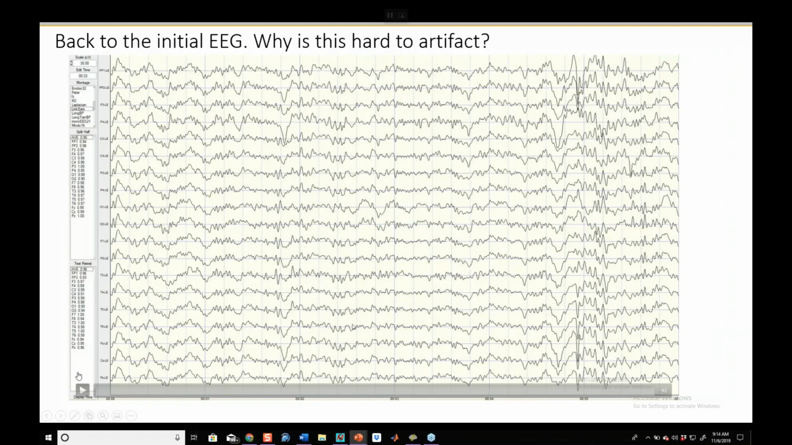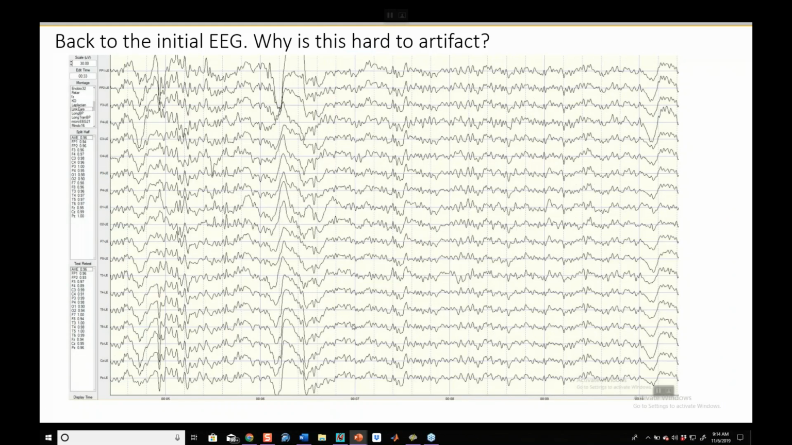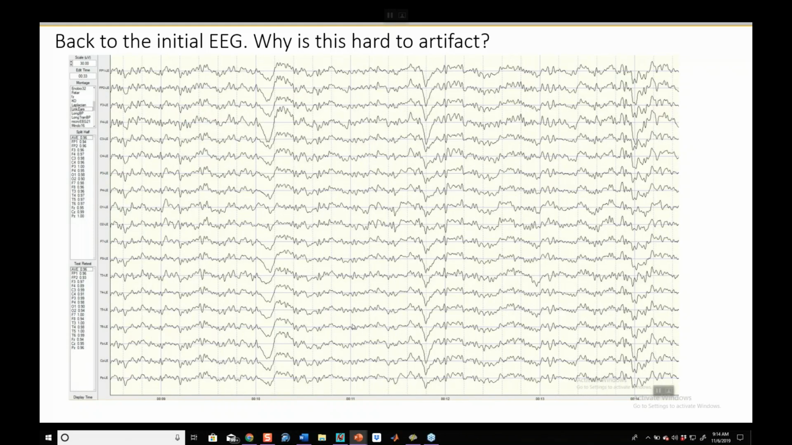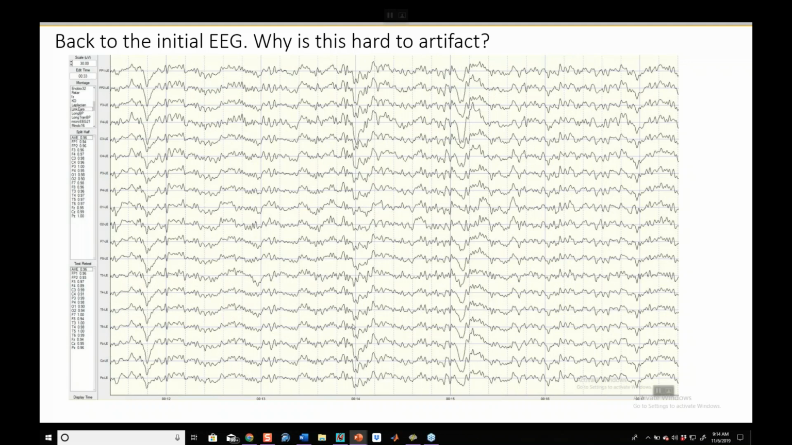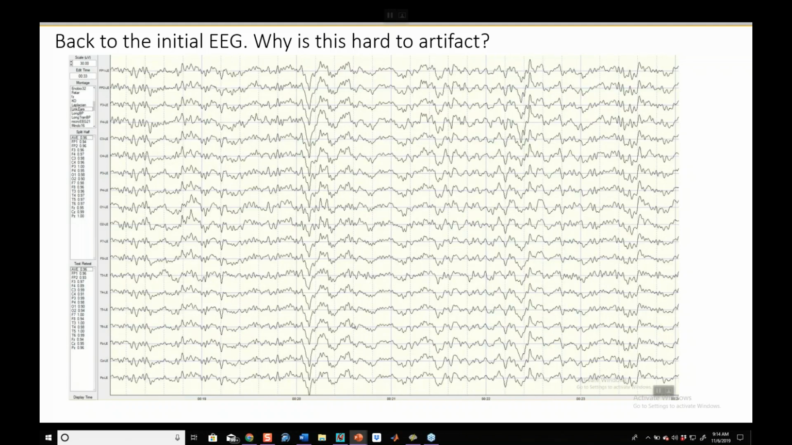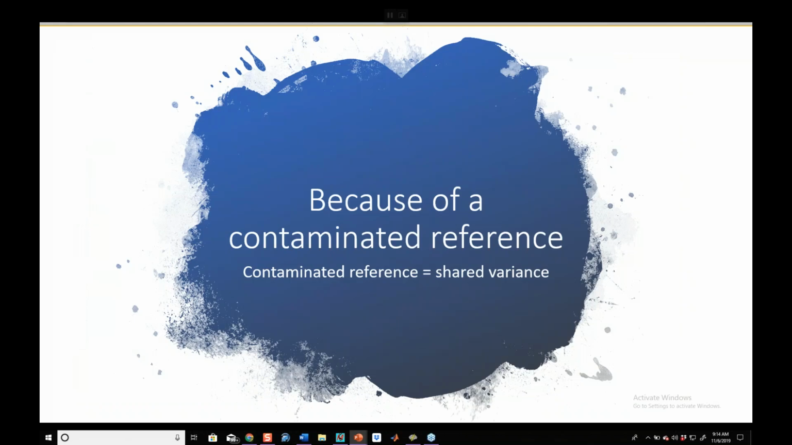So first things first, back to the initial EEG. Why is this thing hard to artifact? As you look at it, you might say, yeah, it's because everything looks the same. And what you'll find is that often, not always, you'll have EEGs where everything looks the same, all the lines look the same. What we're dealing with here is a contaminated reference, right? A contaminated reference, the ear clip.